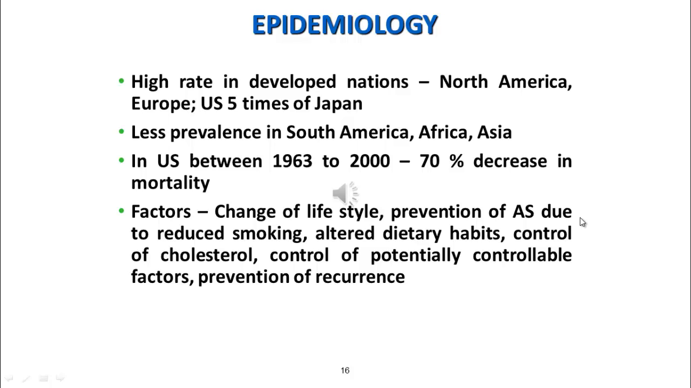In the US, mortality has decreased by 70% from 1960 to 2000 because of changed lifestyle and prevention of atherosclerosis: reduced smoking, altered dietary habits, control of cholesterol, control of the potentially controllable factors, and prevention of recurrence.